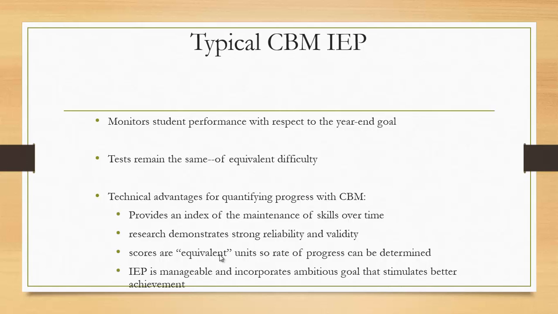So using a CBM to develop an IEP, we're really looking at how a student is maintaining a skill over time. So if we see that those correct digits, for example, in math are decreasing, or the reading fluency rate is decreasing, we know we need to go back and we need to look at our instruction. So using those equivalent rates helps us to do that. We're able to see whether or not what we're doing is working or not.